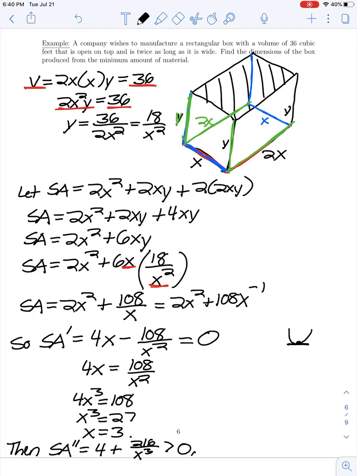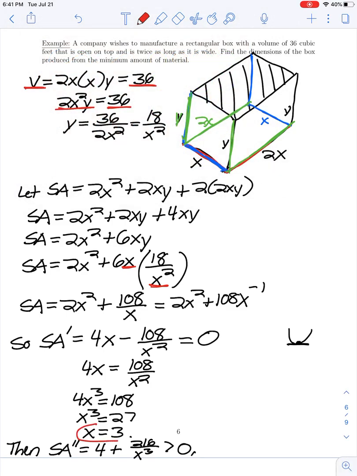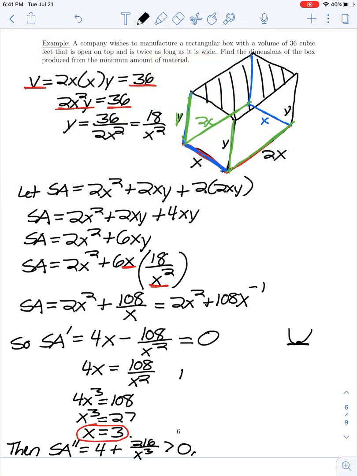Our last part of the problem is to answer the question in the way that it was worded. We were asked for the dimensions of the box, which give the minimum amount of material. So we need the length, width, and the height. So far, all we have found is the width, x. So here, our dimensions would be x equals 3 for our width.